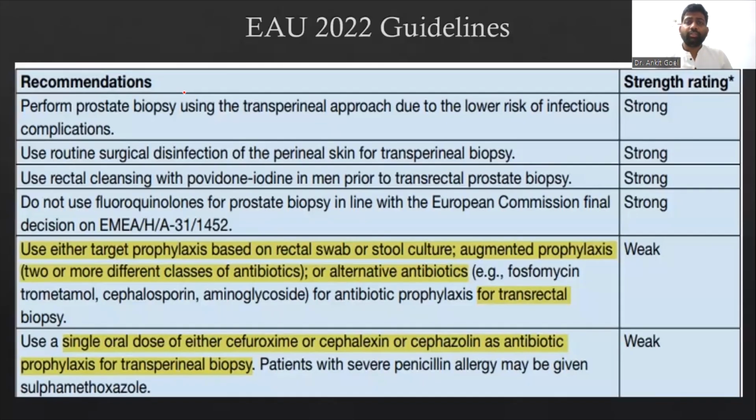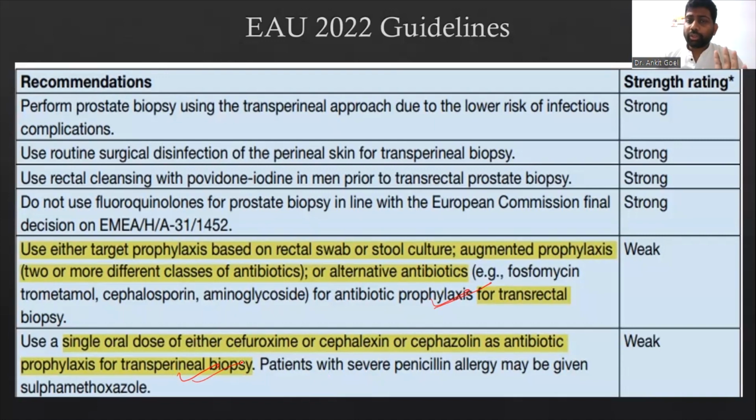Now, this has come into the guidelines very beautifully. The EAU guidelines 2022 mentions about the antibiotics for a transrectal and antibiotic for a transperineal biopsy. So we have to be very clear about it. For a transrectal biopsy, we must go for a targeted prophylaxis based on the rectal swab, or we have options like augmented prophylaxis, like 2 or more different class of antibiotics, or we can go for alternative antibiotics like fosfomycin even. So these are the antibiotic recommendations for a transrectal biopsy.